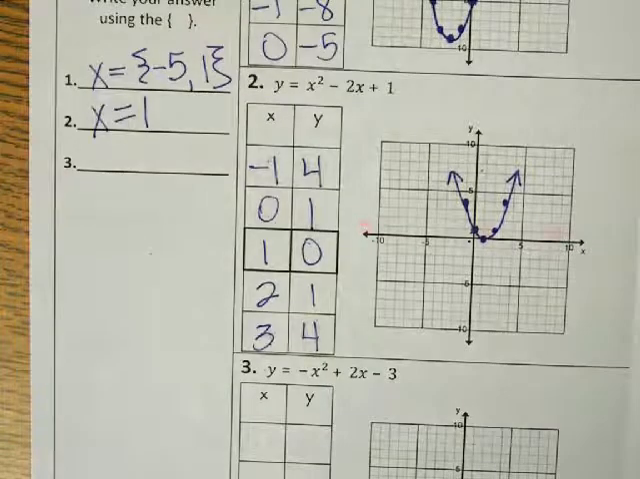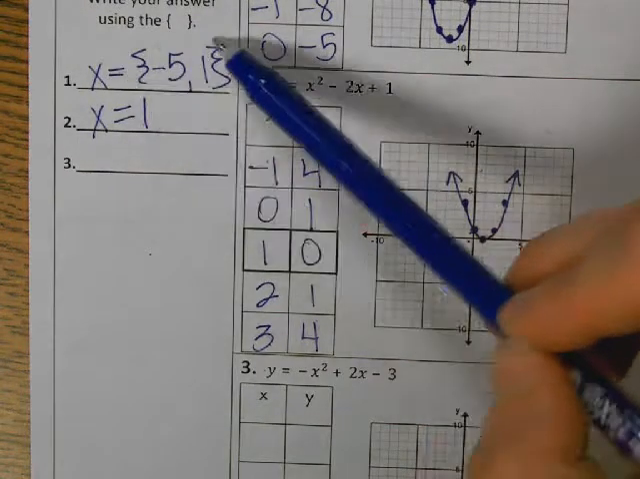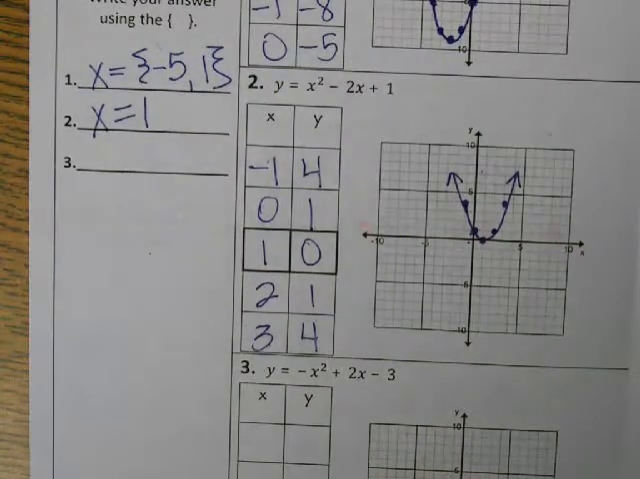Okay? And it doesn't need the squigglies because there's only one answer. The squigglies mean the set of, so if there's more than one answer, it needs the squigglies.